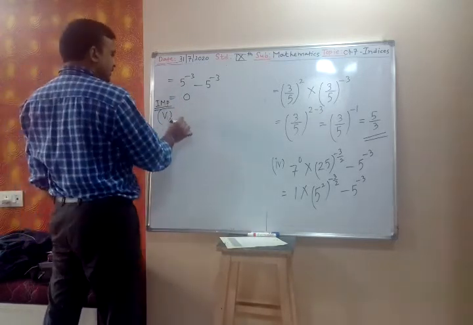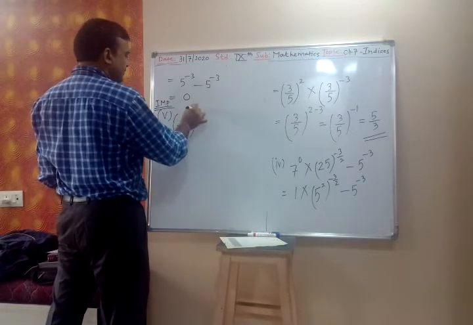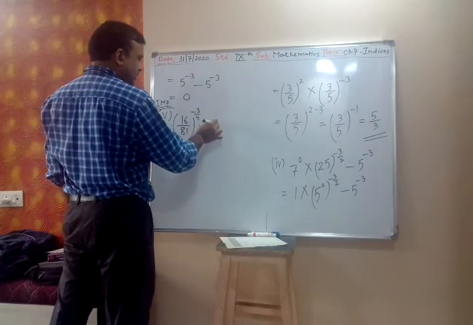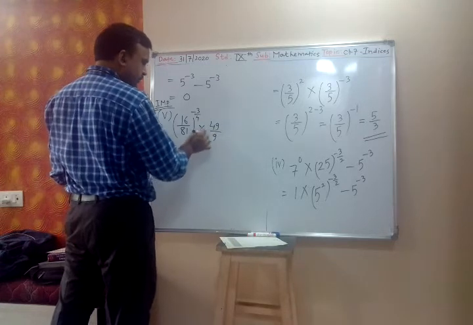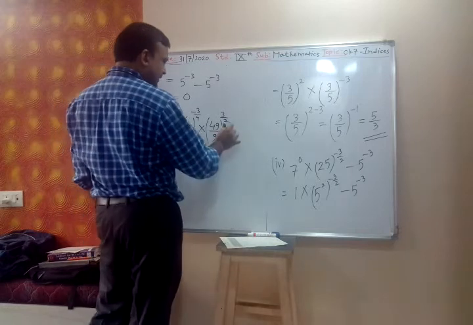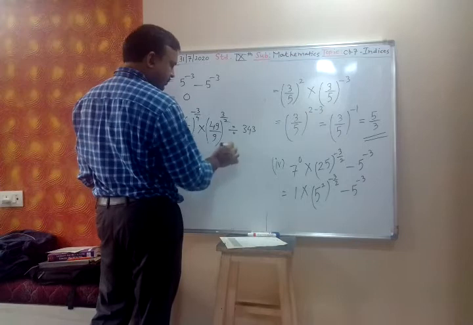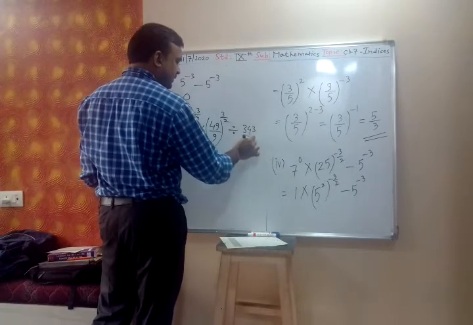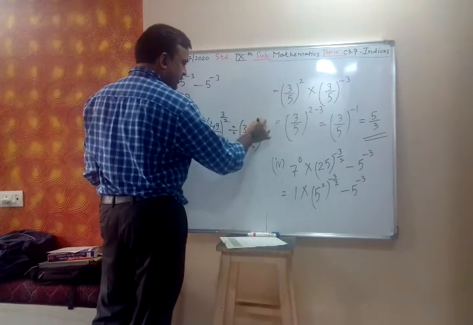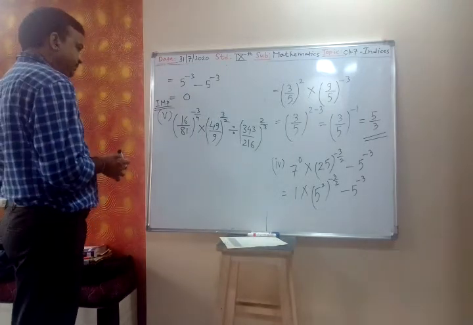16 upon 81 raised to minus 3 by 4 into 49 upon 9 raised to 3 by 2 divided by 343 upon 216 raised to 2 by 3 raised to 2 by 3. So let us do.